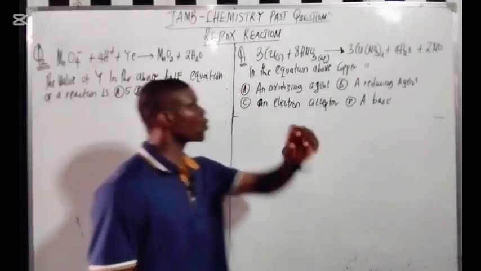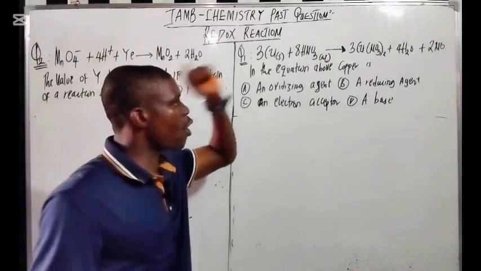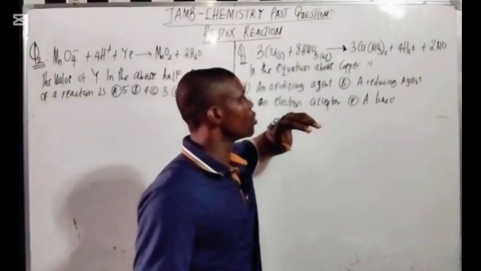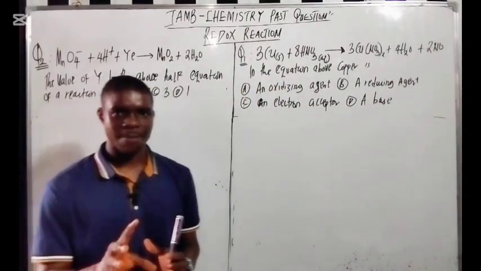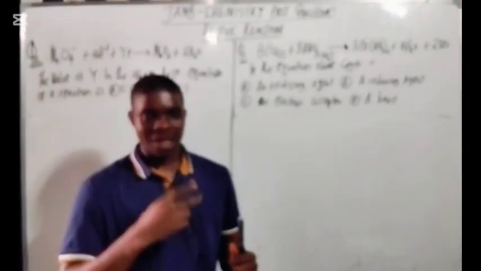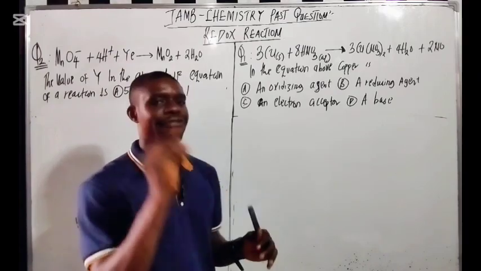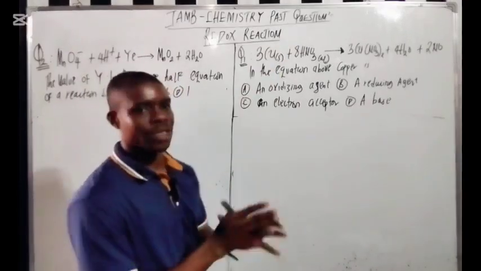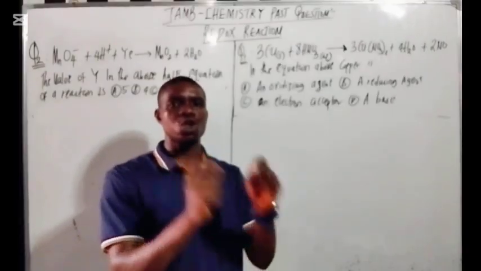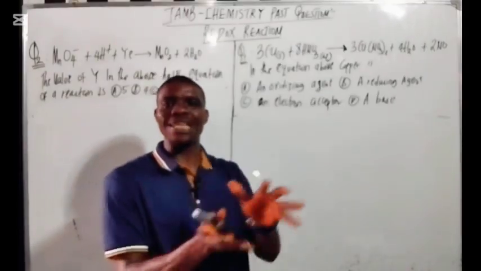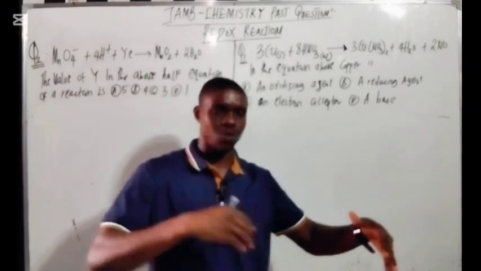Now, let's look at this one here. Look at this question here. Copper undergoes reaction with what? Nitric acid to form copper 2 nitrate, water, and what? NO2, right? So whenever a question is given to you like this, the first thing you want to do here is to split the reaction into two half equations, because this reaction contains oxidation and reduction. So how do you split it into two half equations? Because when you split it into two half equations, that is when you can easily detect the one that is oxidation and the one that is reduction.